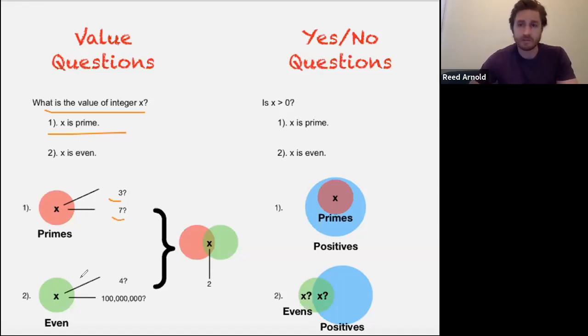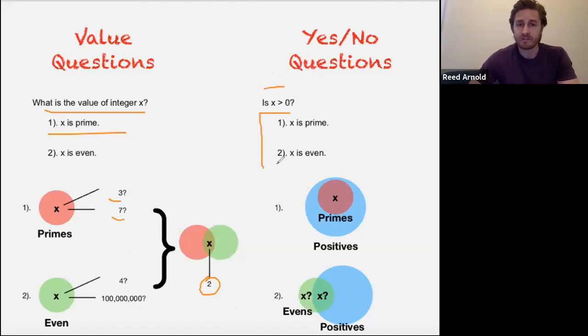If it tells me x is even, is it 4? Is it 100 billion? I don't know. That's not enough to answer the question. But when I take the two together, the intersection of facts, there's only one option, 2. It's the only even prime. It's the only thing that fits both worlds.